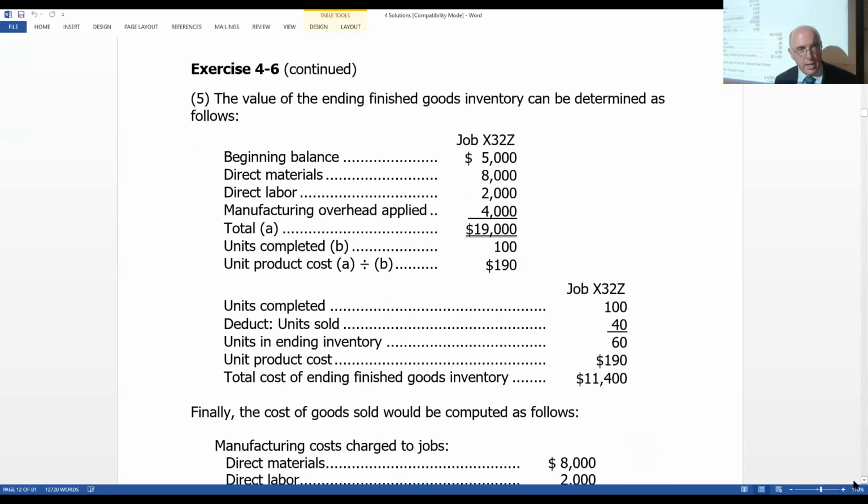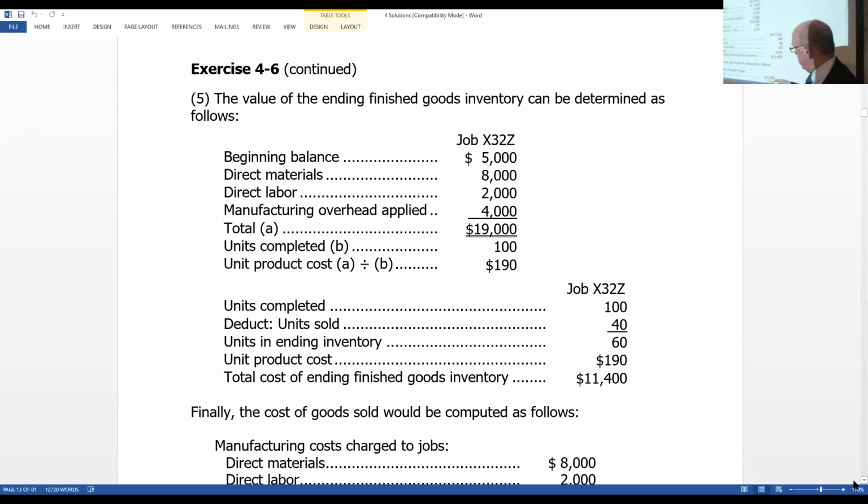So the value of the ending finished goods inventory, you have the beginning balance, 5,000 plus direct material, direct labor, overhead applied, gives us a total of $19,000. We had 100 units, so $19,000 divided by 100 units is $190 per unit. They completed 100 units. They only sold 40, which means they did not sell 60. 60 times 190 is 11,400.